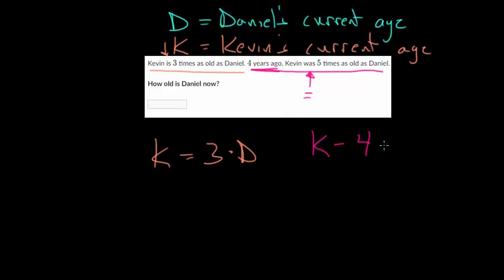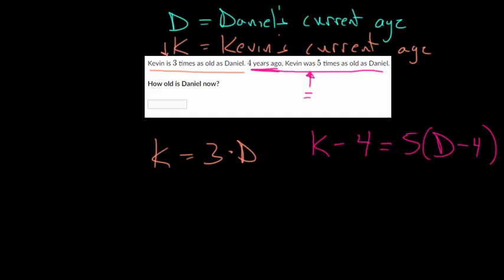And then it's equal to 5 times, so multiplication, as old as Daniel. But again, this is 4 years ago. So it's Daniel's current age minus 4. So a lot of times you'll see this when we're looking several years back or maybe even several years in the future. And you just have to remember that our variables are defined as the current age. So you can adjust that as needed. So now we have our 2 equations and we can solve them.